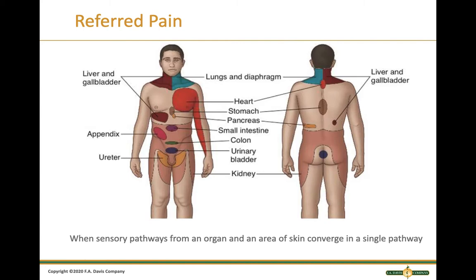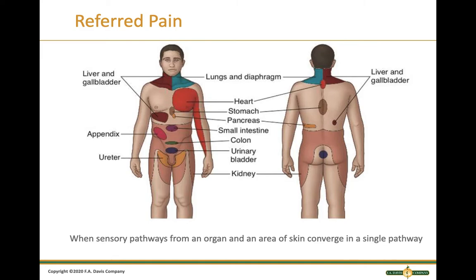Alright, next thing is referred pain. This figure shows some examples of referred pain. One that probably everyone has heard of is your heart. So if you have pain on the left side of your chest and your left arm, it could be a bad sign of a heart attack.